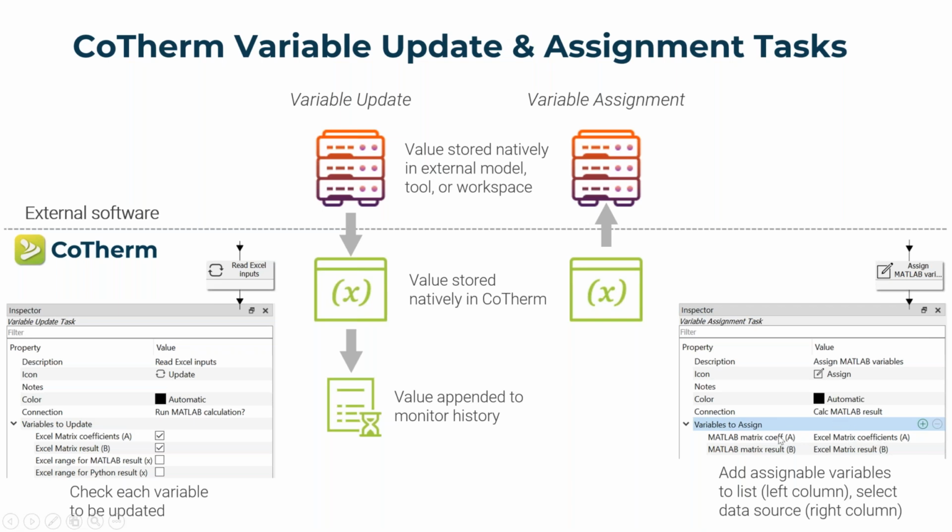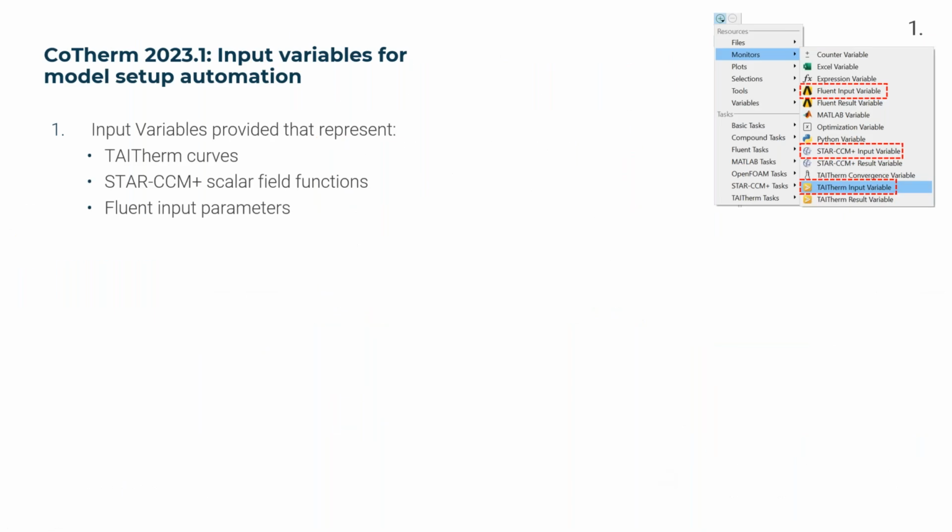So in this example, we're assigning some data into these two MATLAB variables from two Excel variables that presumably we've read into CoTherm earlier. So same thing, when this task is reached on the canvas, it'll perform this variable assignment, and in this case, push that data out into MATLAB. But we're going to use that to set up our thermal and CFD models.